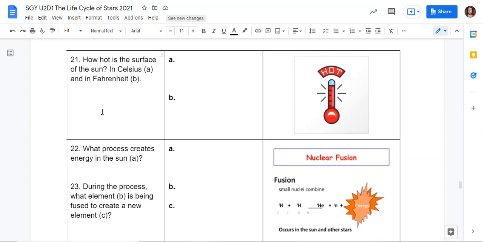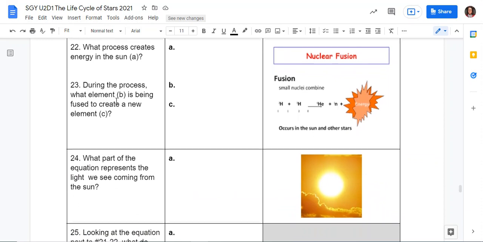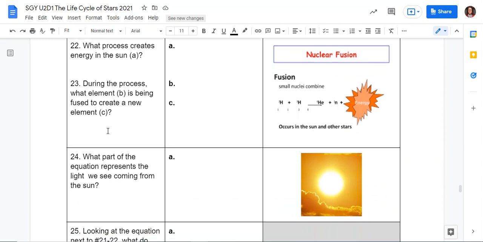Number 21, how hot is the surface of the sun in Celsius and in Fahrenheit? I'm going to go ahead and let you Google search that and put that in for your answers to number 21, A and B. Number 22, what process creates energy in the sun, in our sun?